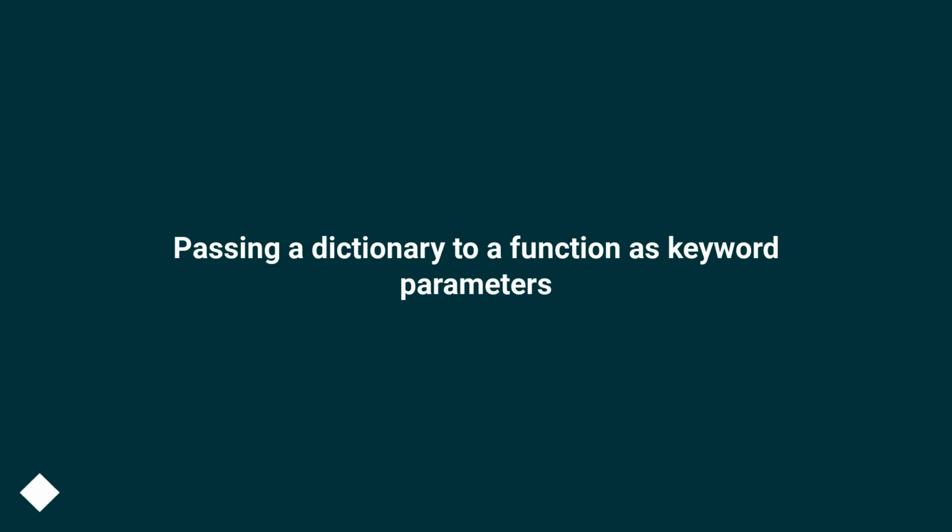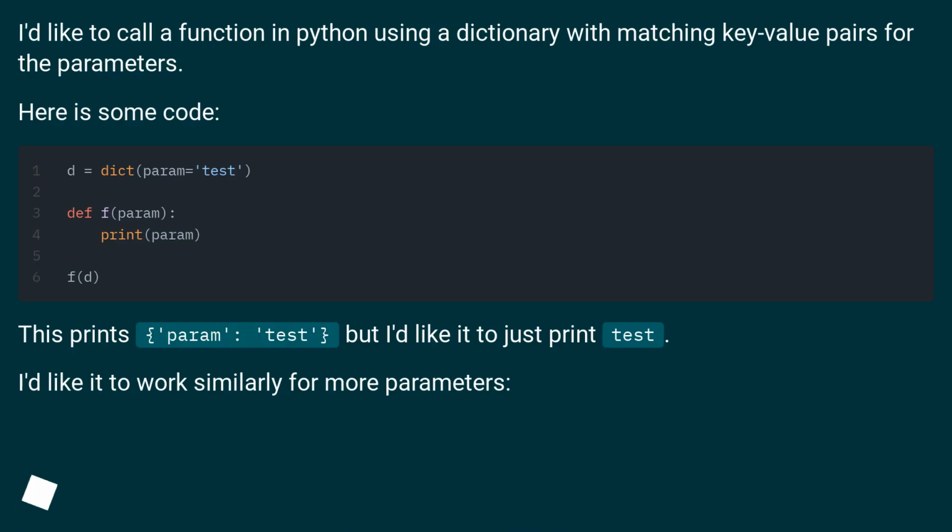Passing a dictionary to a function as keyword parameters. I'd like to call a function in Python using a dictionary with matching key value pairs for the parameters.